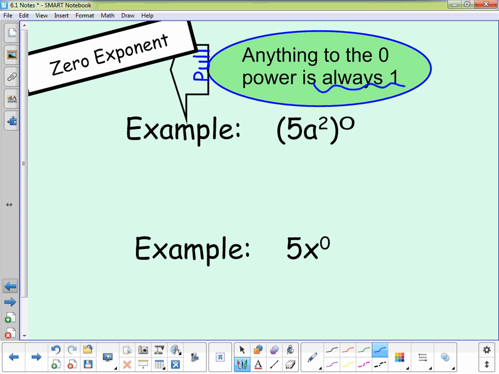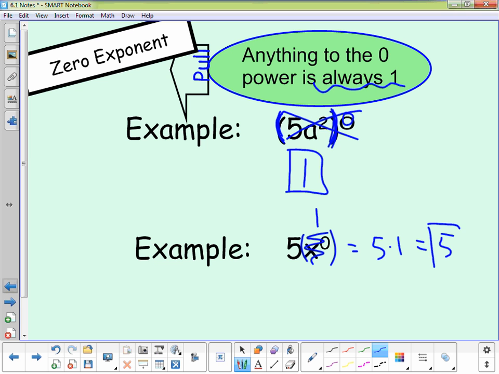Okay, so if I look at the first example, since there's parentheses around it, this whole thing is being raised to the 0 power. That means I have 5 to the 0 power and a squared to the 0 power. So this whole thing is going to drop out and just be 1. In my second example, however, the only thing being raised to the 0 power is the x. So x to the 0 power is going to drop out and be 1, and I'm left with 5 times 1, which is just 5. The 5 doesn't disappear because it's not being raised to the 0 power, only the x's.